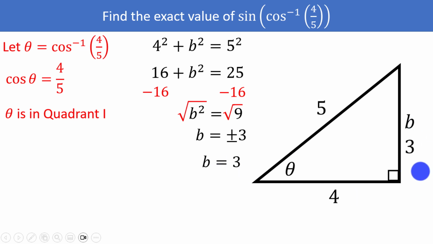So then we can put that onto our triangle, and then we can find sine of theta. Sine of theta is going to be opposite of 3 divided by the hypotenuse of 5. So we're just going to have 3/5, and that will be our final answer, right? Because that is what we're trying to find. We're trying to find sine of theta. Theta is inverse cosine of 4/5, and we found it. Sine of theta is 3/5.